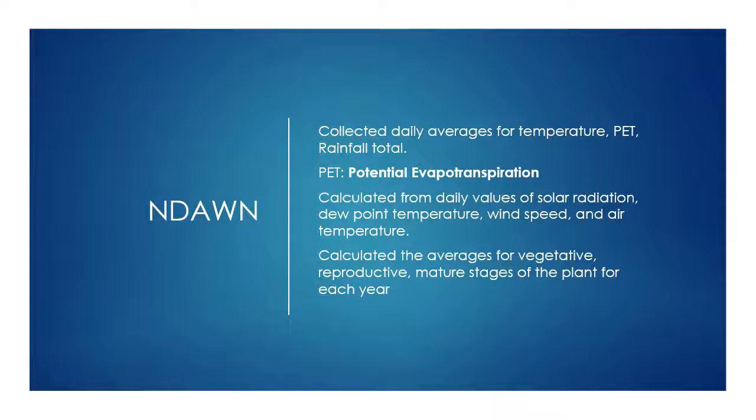First, we divide the growing season into 3 intervals: the vegetative phase, the reproductive phase, and the mature phase. Then, we gather the total rainfall and average temperature for each stage of the plant's life cycle. In addition to these basic metrics, we also took the potential evapotranspiration, which measures the amount of crop water loss.